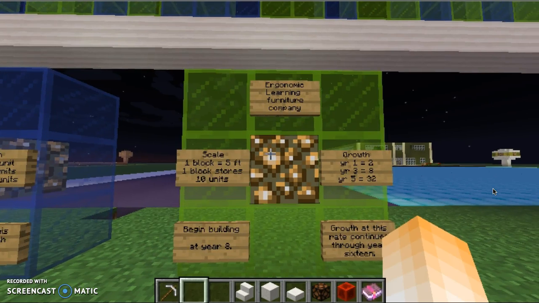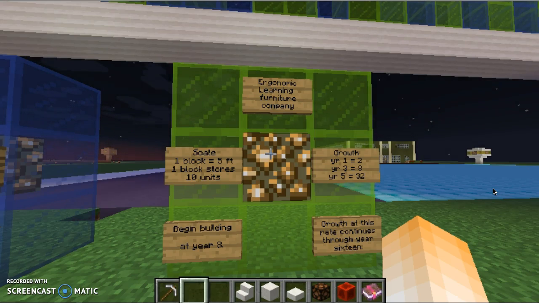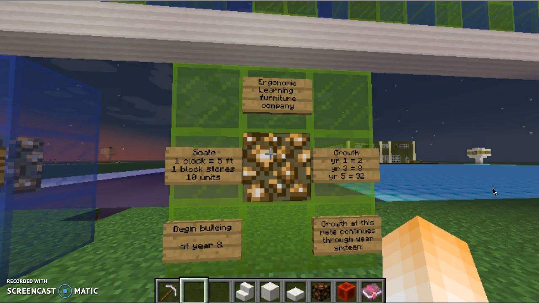And their growth will continue through the 16 years. Because their growth is a little slower, they start year 1 at 2 units, and then year 3 at 8 units, and year 5 at 32 units. Since theirs is just a doubling, I only put in every other year so that it was a little bit more challenging for them to figure out their growth. But they should be able to do that.